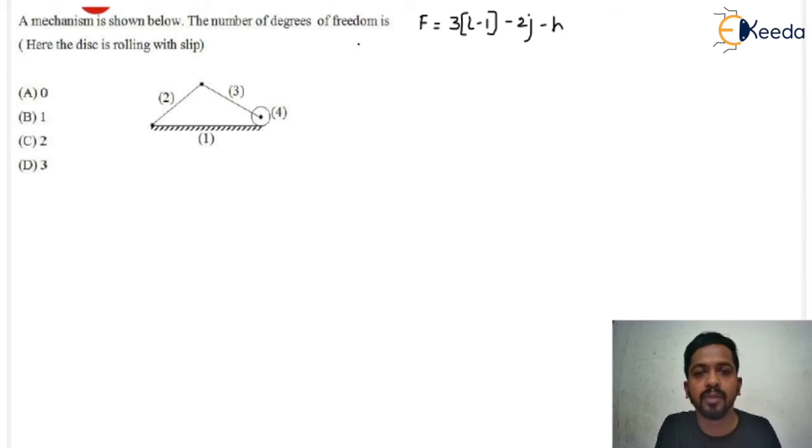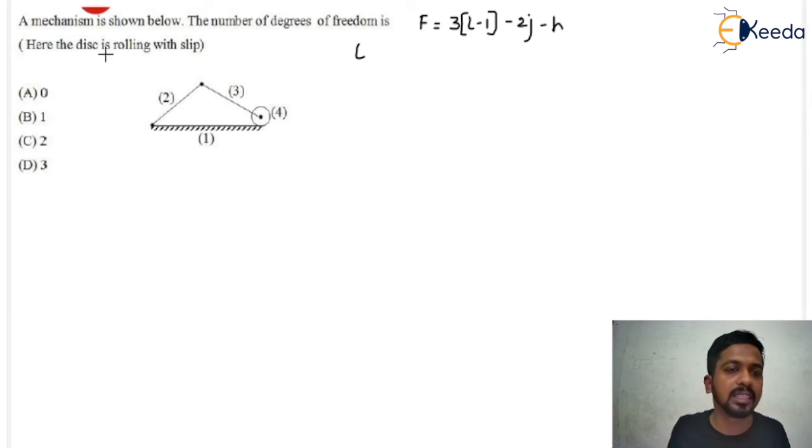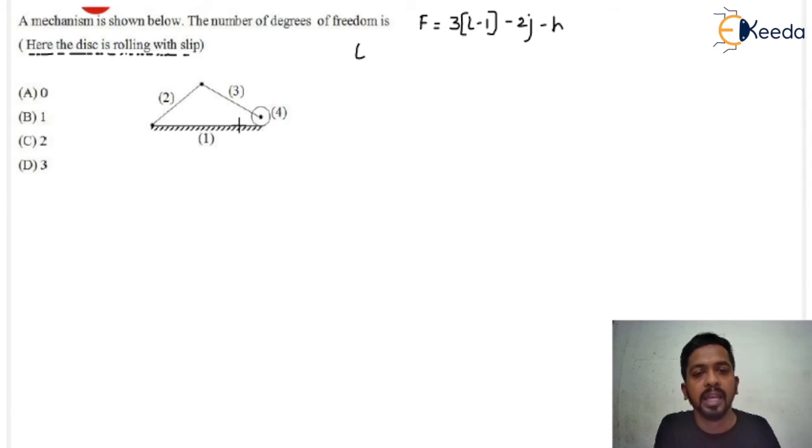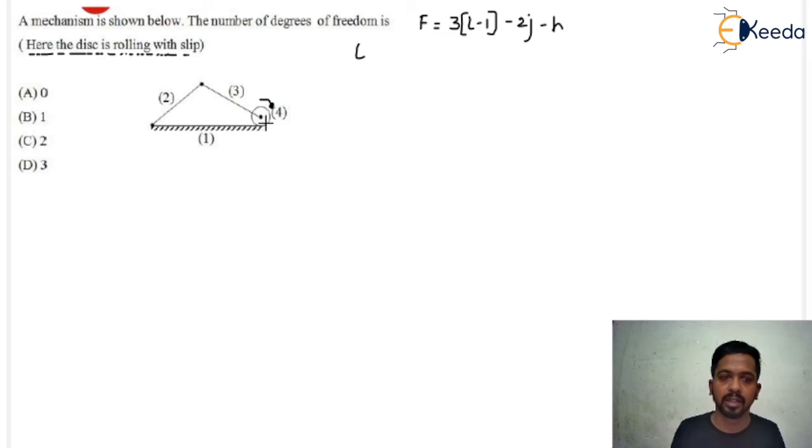So first we need to calculate the number of links. One important thing in the question is that the disk is rolling with slip. What is the meaning of this line? If the roller is not rolling with slip, it would be at the same position, in rotation. But here in the question it is rolling with slip, that means slip is there.